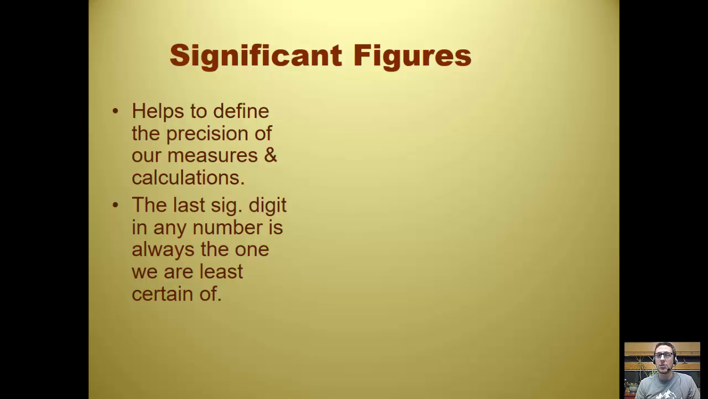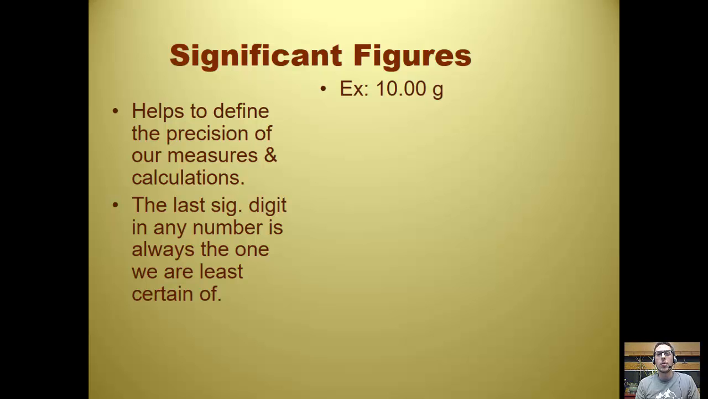Because we're going to make calculations with these numbers too, guys, believe it or not. The last significant digit in any number is always the one we are least certain of. We're more certain to the left, we're least certain farthest to the right. The smallest number is going to be the least certain.